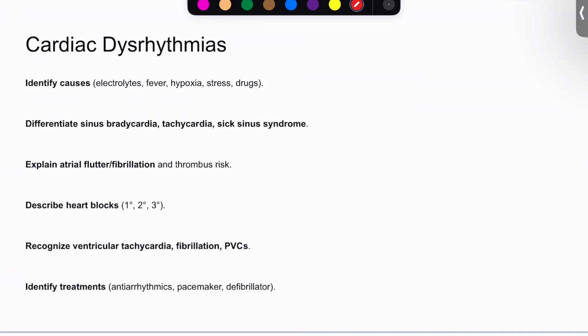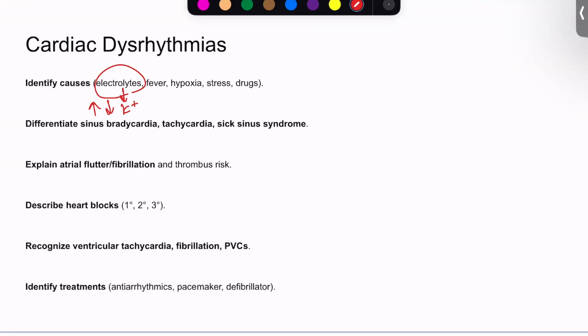All right, so cardiac dysrhythmias is whenever you have your normal sinus rhythm and something goes wrong. A few of these could be caused by electrolyte abnormalities. The biggest one, again, potassium, doesn't matter whether it's hyper or hypokalemia. Both of them can cause dysrhythmias. Fevers can, because remember, heat messes with your SA node, hypoxia, stress, but any kind of sympathetic nervous system activation.